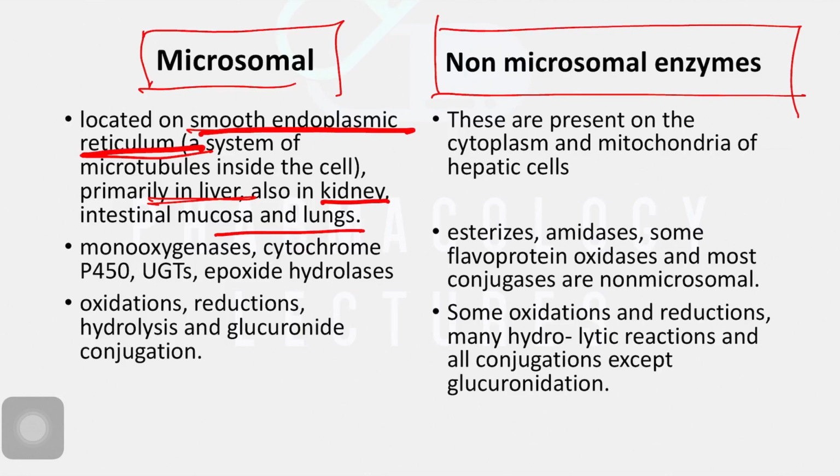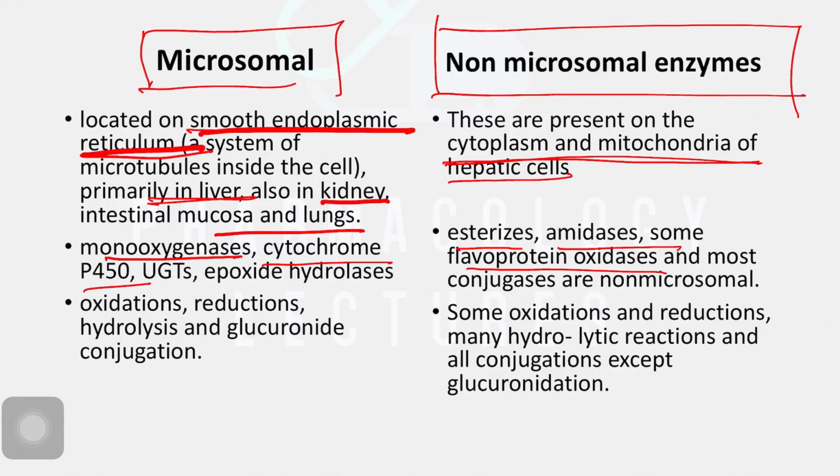While some of the metabolism is carried by non-microsomal enzymes, which are present in the cytoplasm and the mitochondria of hepatic cells. So microsomal enzymes are present on smooth endoplasmic reticulum, while non-microsomal enzymes are present in cytoplasm and mitochondria of hepatic cells. Microsomal enzymes, best example monooxygenase, by which most drugs get metabolized, cytochrome P450. These are important microsomal enzymes. While esterases, amidases, flavoprotein oxidases, these are non-microsomal enzymes.